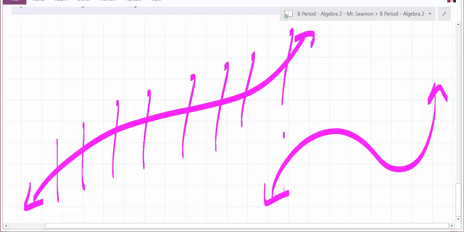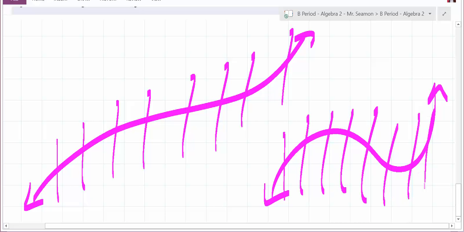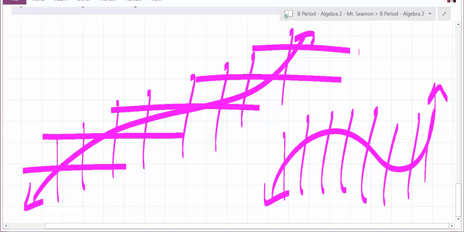Is this also a function? Yes, they pass the vertical line test. But what can you do for one-to-one? It also has to pass the horizontal line test, which is the exact same thing as vertical, except it's horizontal.